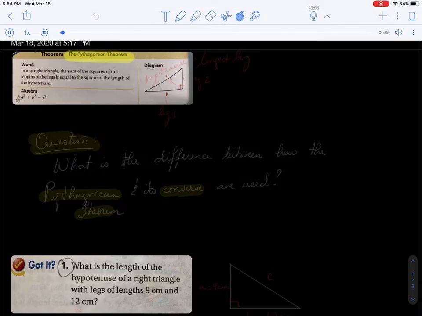The Pythagorean theorem is something you can use when there is a 90-degree angle. If it's a right angle, you are able to identify the hypotenuse. The hypotenuse is always opposite the right angle. It's always going to be the longest leg.